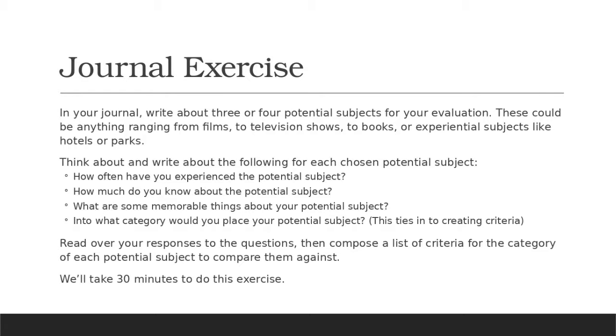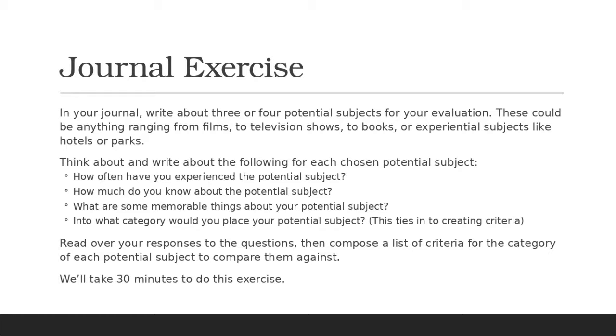So next one here is a journal exercise. This is not going on the discussion board. This is going in your personal writing journal. In your journal, write about 3 or 4 potential subjects for your evaluation. These could be anything ranging from films, television shows, to books, or experiential subjects like hotels or parks.